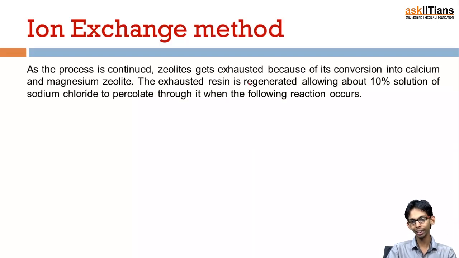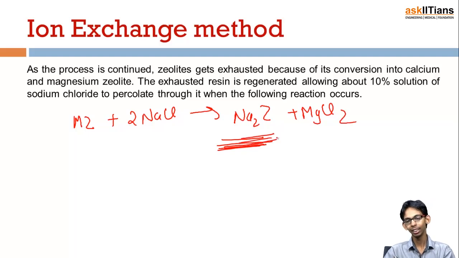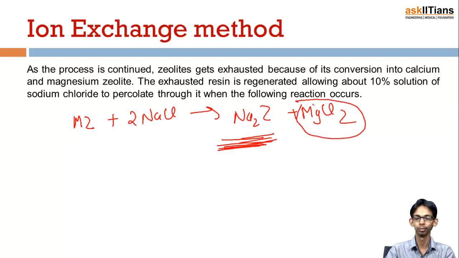The used up resin is regenerated by allowing about 10% solution of sodium chloride to stand with it, and the following reaction takes place. This was the zeolite formed. When it is allowed to stand, it reacts with sodium chloride to form Na2Z, and the resin is regenerated and we get magnesium chloride. So that's why we have to remove it after a certain interval of time, because if we leave it for a long time, the salt will get regenerated.